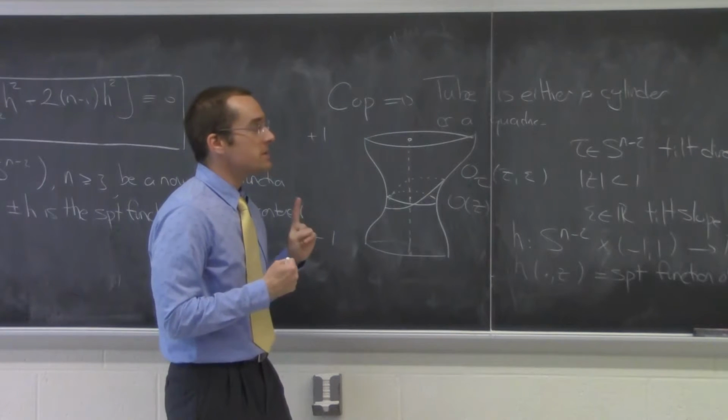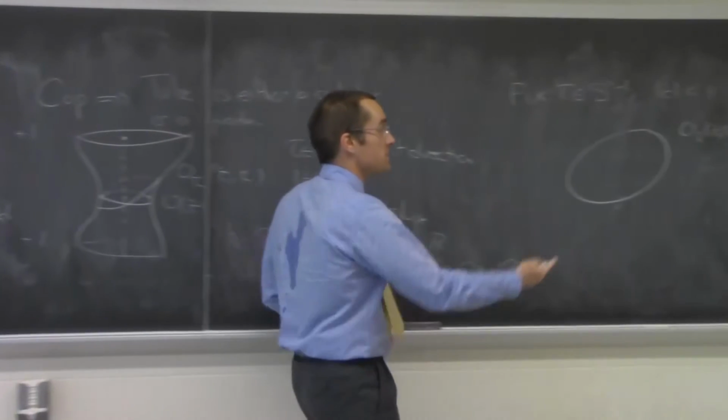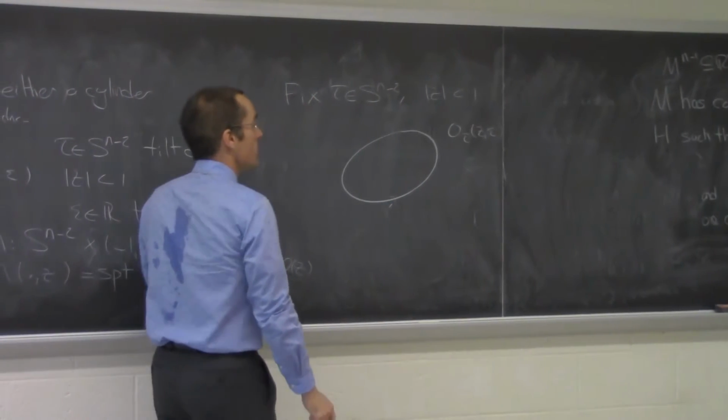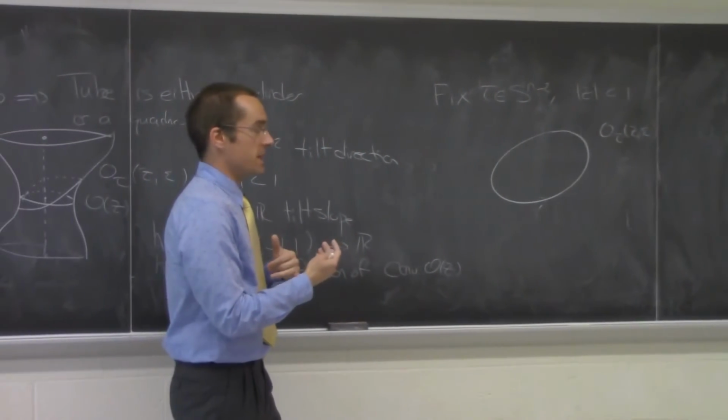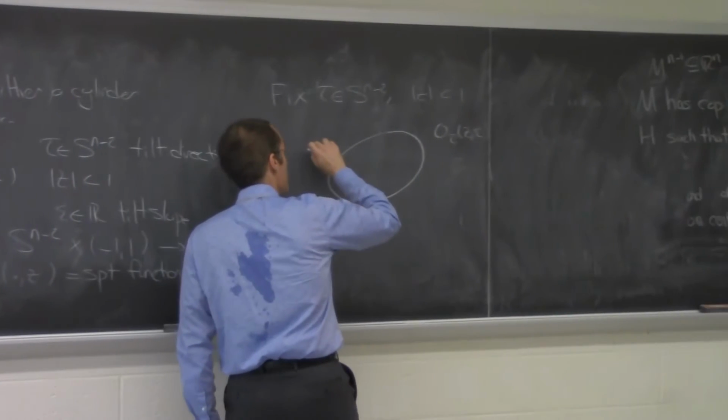So an important observation is, well, first of all, because it's strictly convex, right? For every outer normal direction, u and minus u, there are exactly 2 points, right?